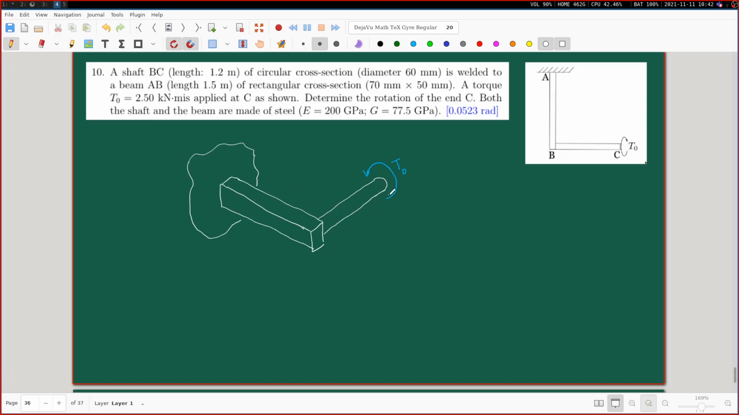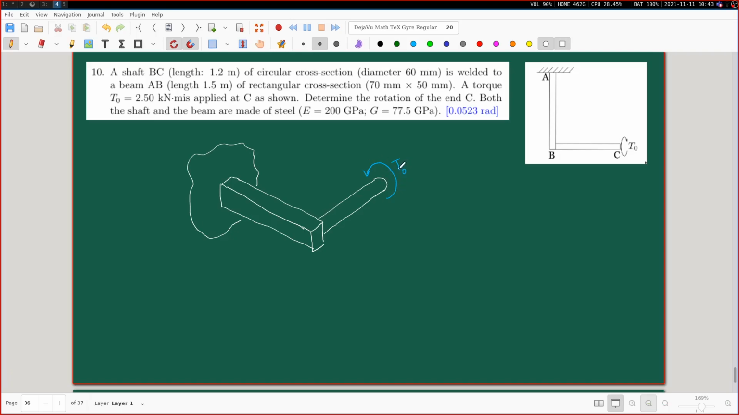So this shaft is going to rotate about its own longitudinal axis, no doubt about this. But what, if any, is the extra effect of this T naught? That will cause the bending, creates a bending moment to the rectangular rod. Yes. So if you consider this beam, then this T naught, if you're considering the shaft, this T naught is like a torque.